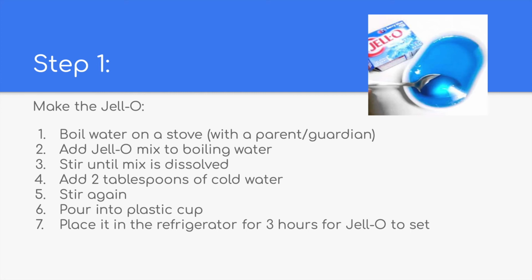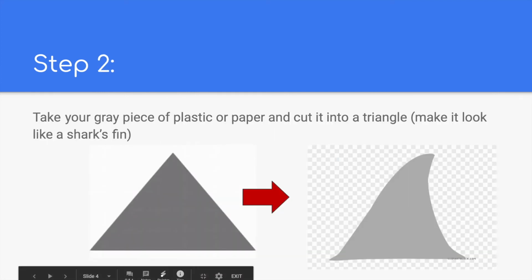In the meantime, step 2 is to take your gray piece of plastic or paper and cut it into a triangle. Kind of add a little curve to the right side of the triangle so your triangle looks like a shark fin. So at first you can cut it into a perfect triangle, or you could try your best. And then when you're done, I use that arrow to show how you can turn it to make it look like a shark fin.